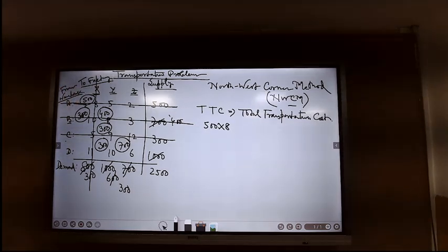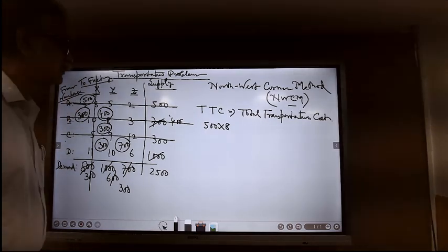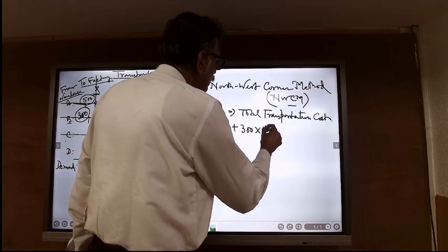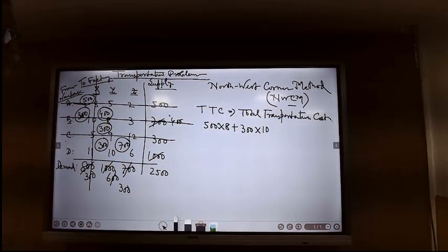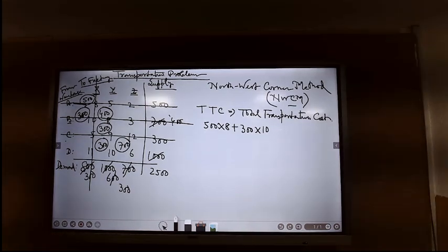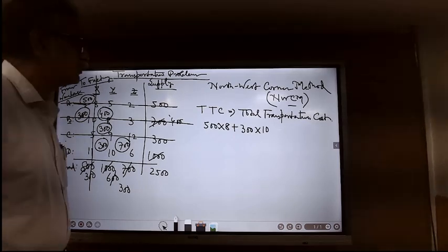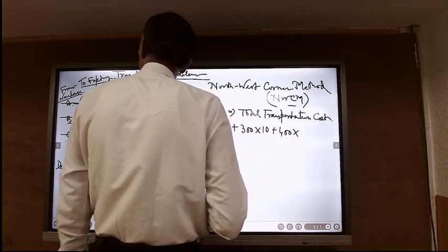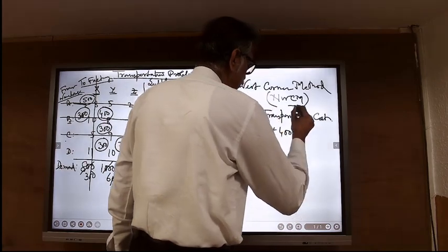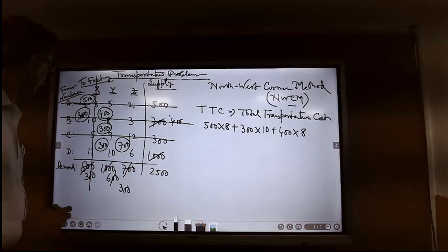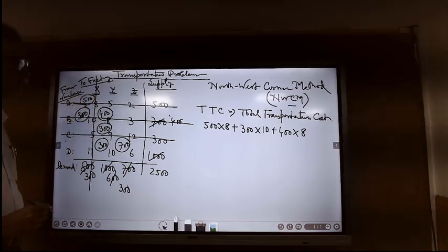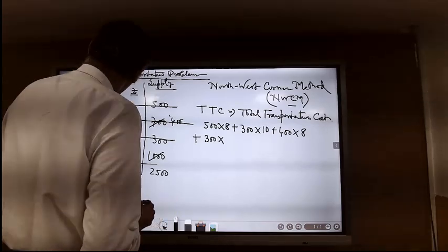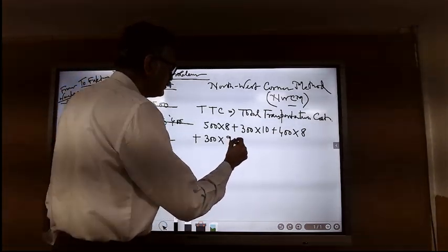Similarly, from B to X, 300 units we are dispatching, 10 rupees per unit, so 300 into 10. Again from B to Y, 400 units we are dispatching, and unit transport cost was 8. From C to Y, 300 units we are dispatching with a unit transport cost of 9 rupees.